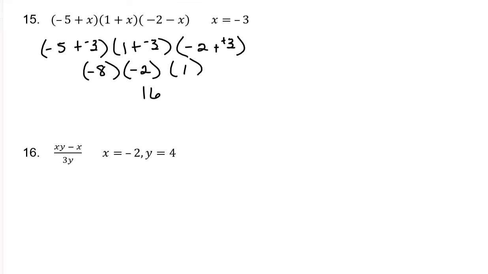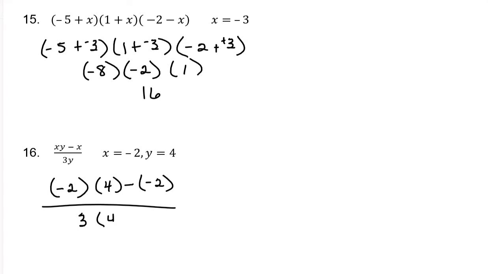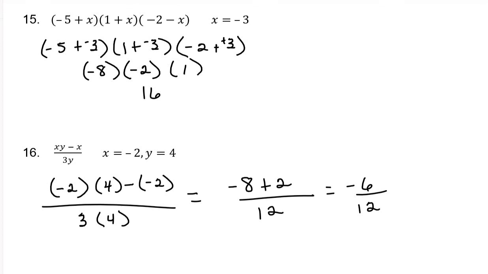Problem number 16, I'm going to substitute the -2 in place of the x. And in place of the y, I'm going to have 4. And then in the denominator here, I'm going to have 3 times 4. So your order of operations says that you're going to do this multiplication first. So you're going to have -8 plus 2 divided by 12. And that's -6 divided by 12. And that simplifies to -1/2.